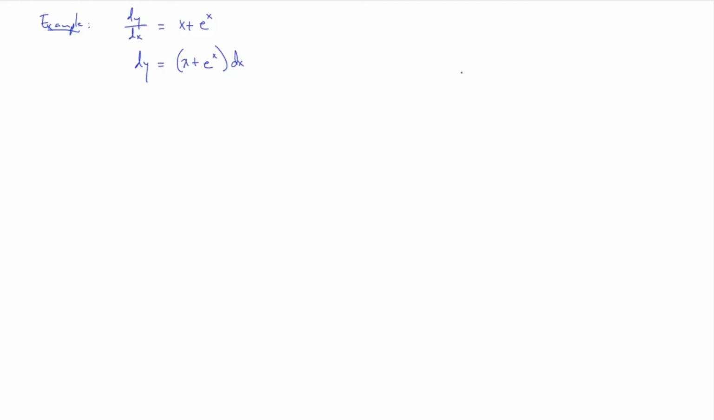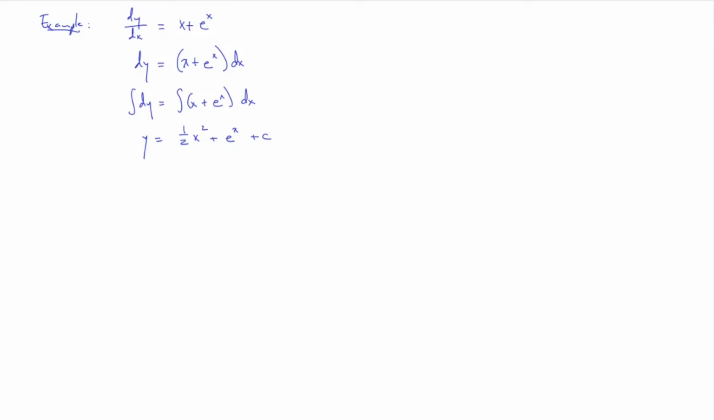And the beauty here is that on the left-hand side of the equal sign, we have something in terms of y. On the right-hand side of the equal sign, everything is in terms of x. And so we can integrate both sides. And this turns out to be a very simple integral. We get that y is equal to 1/2 x squared plus e to the x plus a constant.